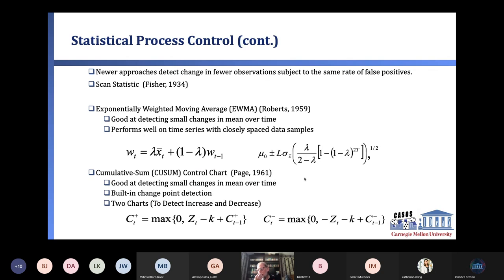There are newer ways of doing this. There's something called the scan statistic from Fisher. There's the exponentially weighted moving average. When I say newer, you see these are like 1934, 1959. This is a well-studied field that's been around for a long time in the manufacturing world. Q-sum is another one. Q-sum is particularly interesting because Q-sum takes whatever you calculated as the metric last time and adds it in to the next calculation.